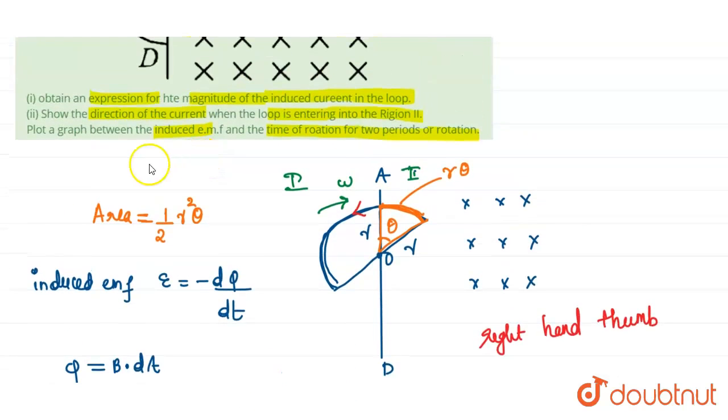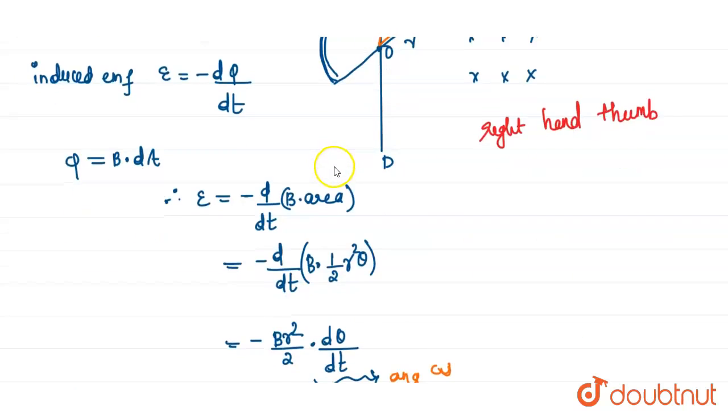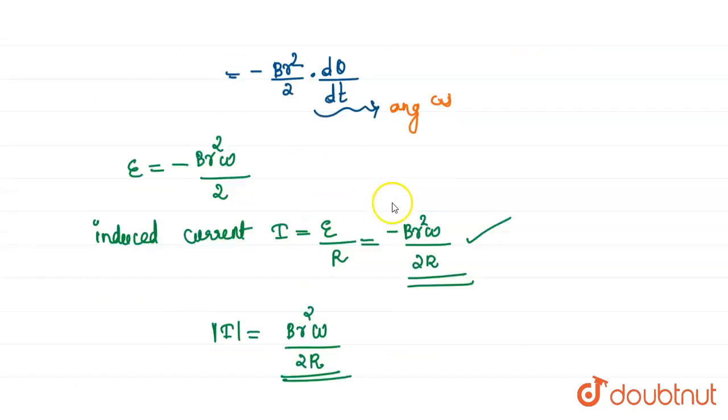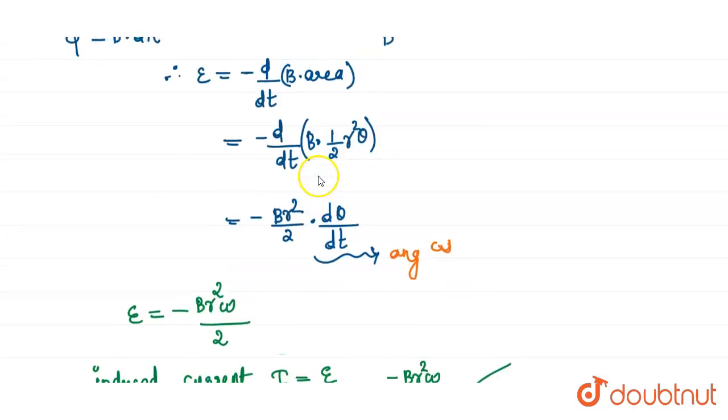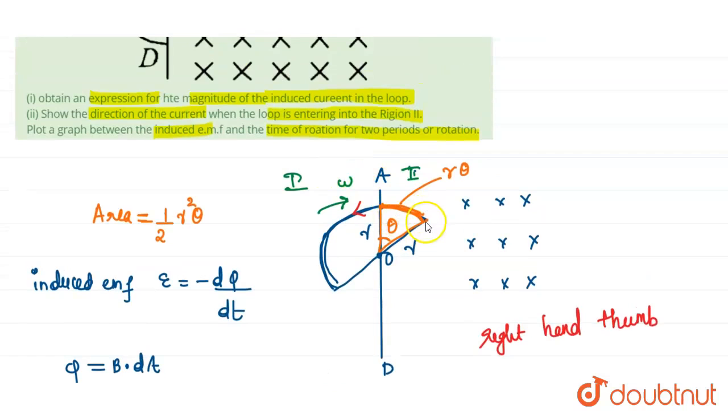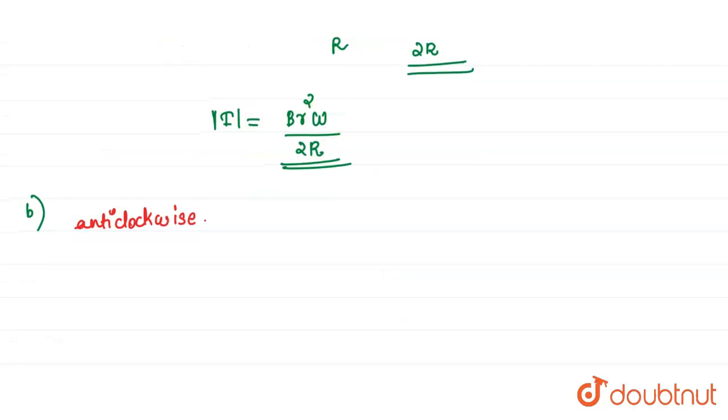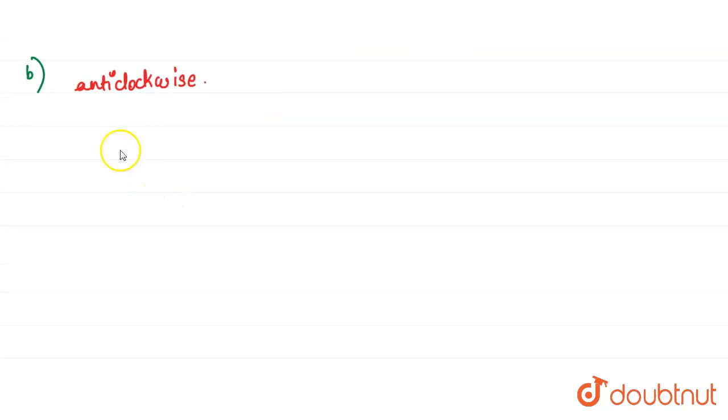What is the next one asked? It is asked to plot the graph between induced EMF and the time of rotation for 2 periods of rotation. So when the semicircular loop completes one rotation, let capital T be the total time period for a complete rotation.